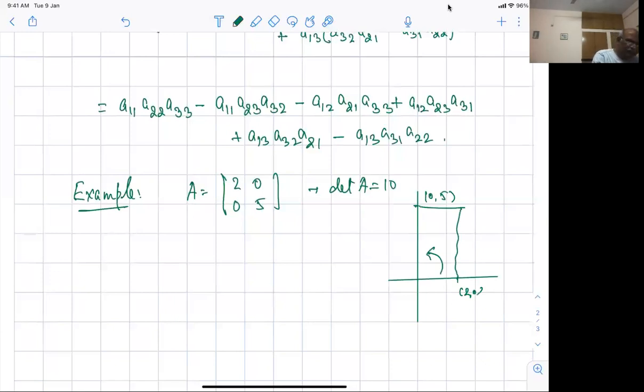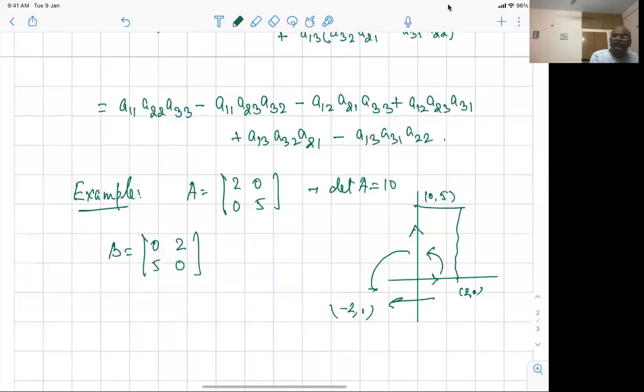Fine. But if I change the order, so if I look at B, which is 0, 5 and 2, 0, then I'm looking at this as my first vector and this as my second vector. So if I rotate like this, I do not get a proper rectangle. All right, I get a rectangle only when I shift to like this. Fine, I get minus 2 comma 0, then it makes sense, and therefore the determinant is in some sense getting multiplied and it is becoming minus 10.